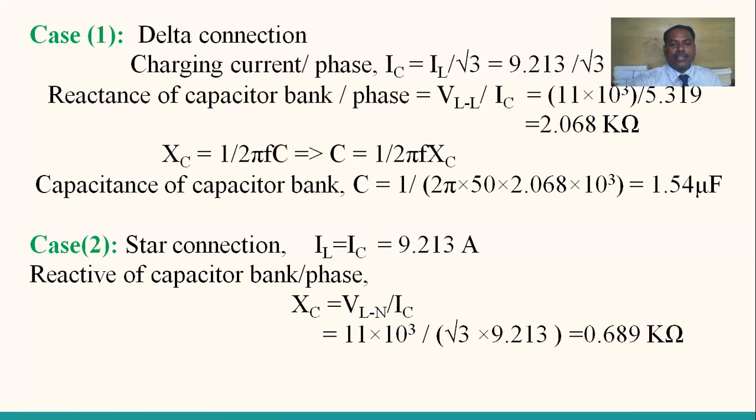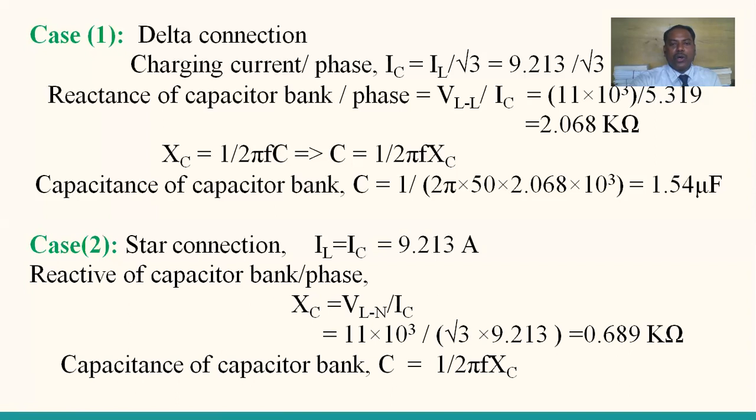So the capacitance of the capacitor bank C is equal to 1 by 2 pi F XC, which is equal to 4.619 microfarad. So the capacitance of the capacitor bank in delta connection is 1.54 microfarad, whereas in star connection it is 4.619 microfarad. So this is the problem. He asked to calculate the kVA rating of the capacitor, and if the capacitors are connected either in delta or star connection, what is the capacitance of each capacitor bank. So both bits are to be solved here.